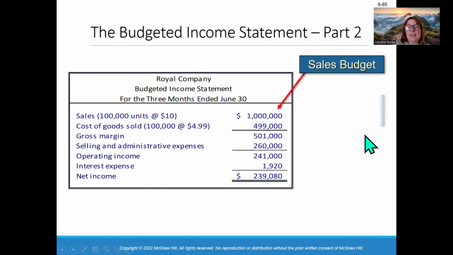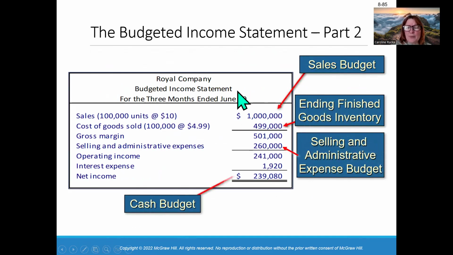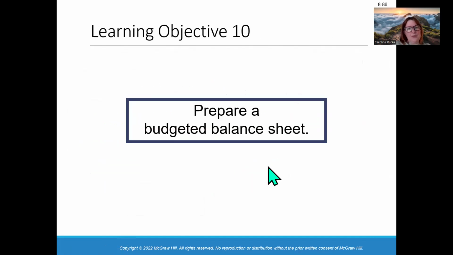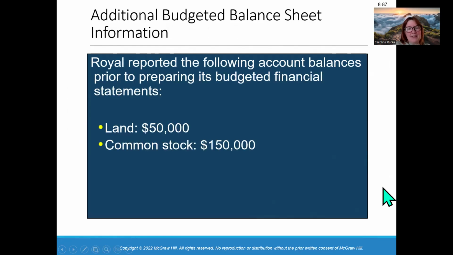So this is your budgeted income statement that we've been using so far, and we've been wondering where all these numbers come from that we're moving around to make predictions. Now we know the sales come from the sales budget, the ending finished goods for cost of goods sold comes from that schedule. Our selling and administrative expenses come from our S&A expense budget. And then our cash budget is going to show us this interest expense.